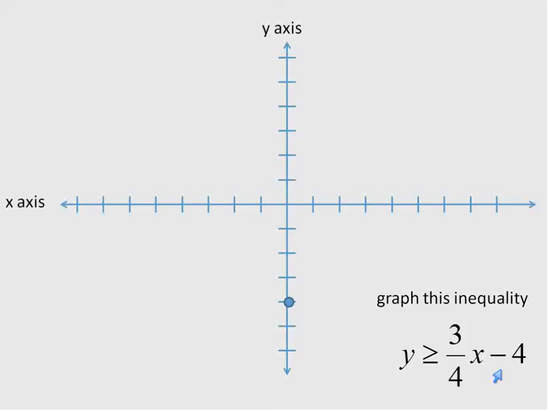I also know my slope is 3/4, or a rise of 3 over a run of 4. So I'm going to use that to graph a second point. A rise of positive 3 means I go up 3, 1, 2, 3, and a run of 4 means I move to the right 4, 1, 2, 3, 4, right here. Now I'm going to draw a line through those 2 points. Now I've graphed the line, y equals 3/4x minus 4.